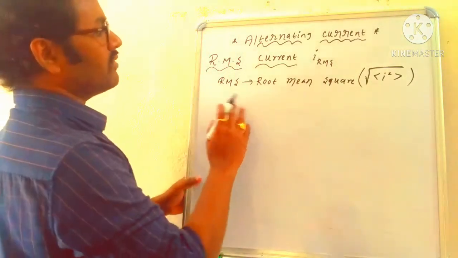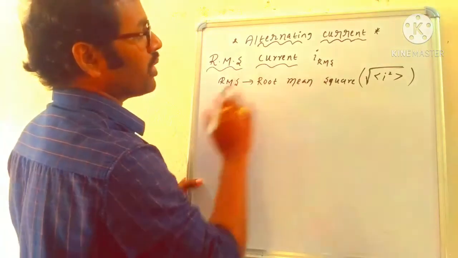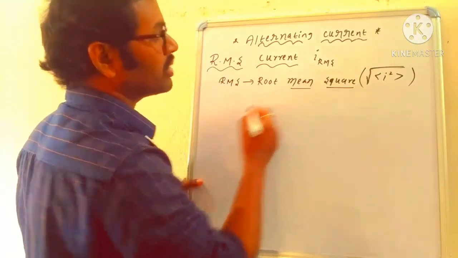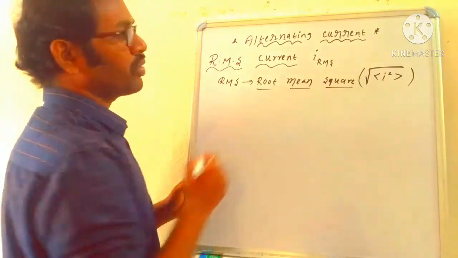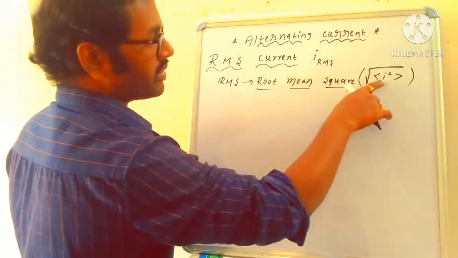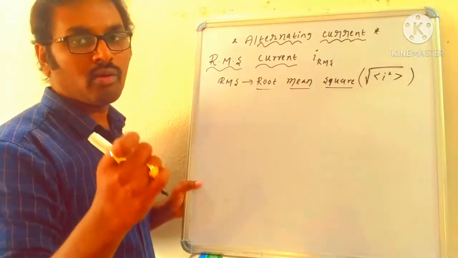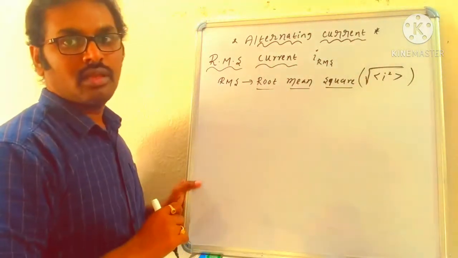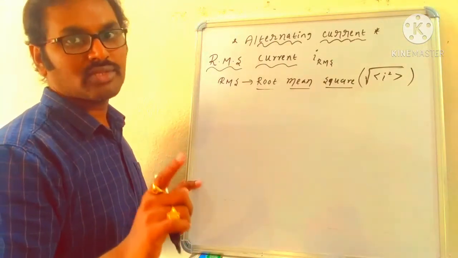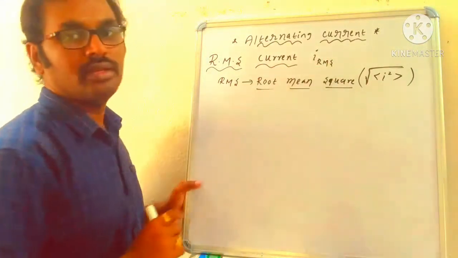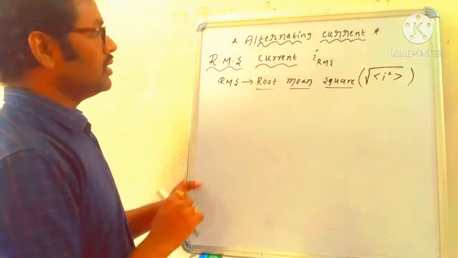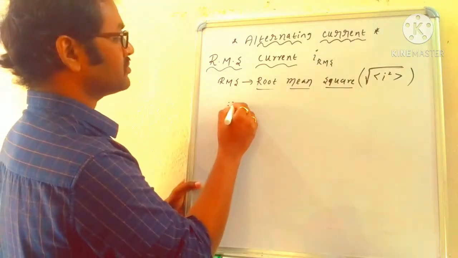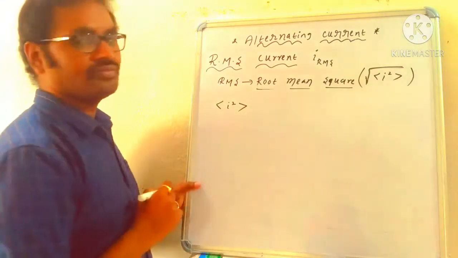As the name itself says, root mean square. We start with the square, take the mean of all the values, and finally take the root of it. We start with I square. What expression have we got? I naught sine omega t. We take the square of it. After that, take the average of that and finally find the square root of that value. So before finding RMS directly, initially we are finding the mean square value.